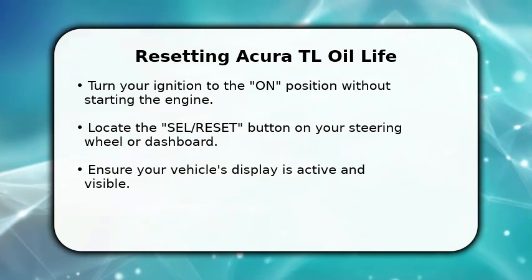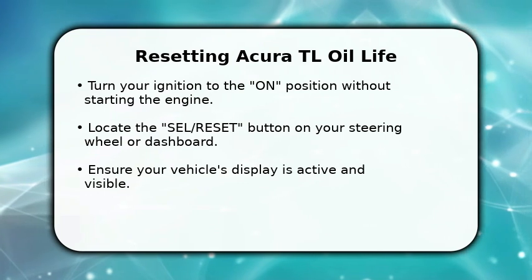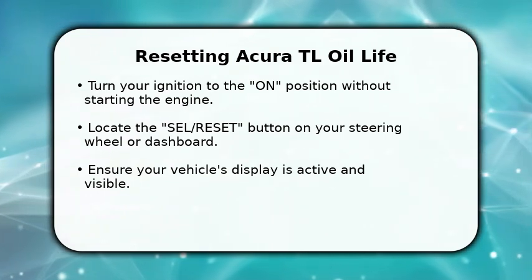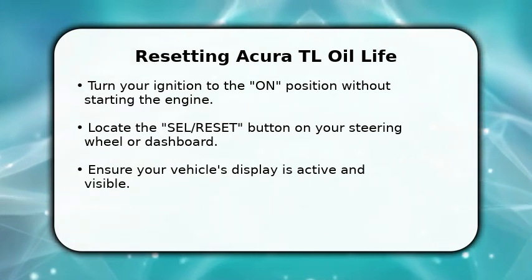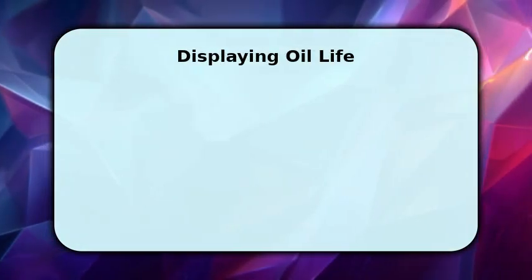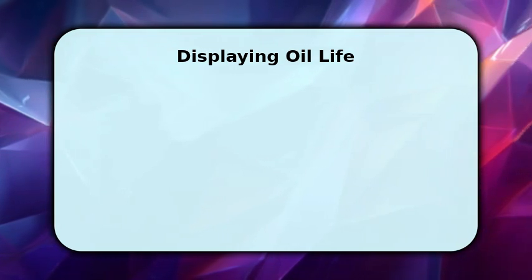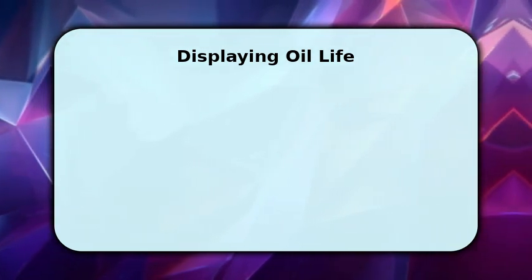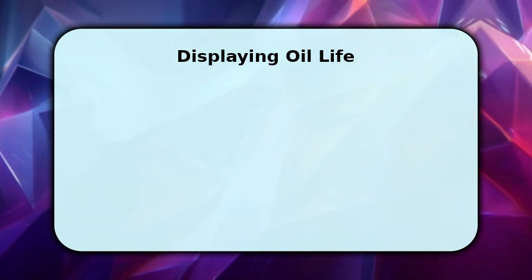Next, find the sell/reset button, which is usually on your steering wheel or sometimes on the dashboard. Make sure your car's display is clearly visible for the next steps. Now, press the sell/reset button repeatedly. You'll see different information screens cycle through on your multi-information display.